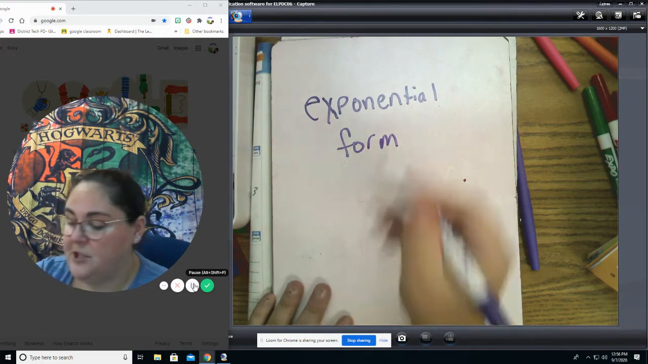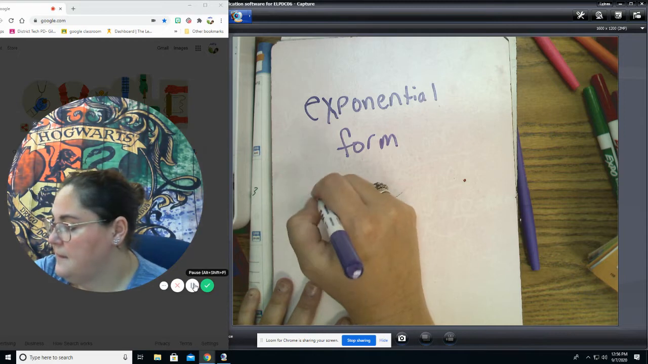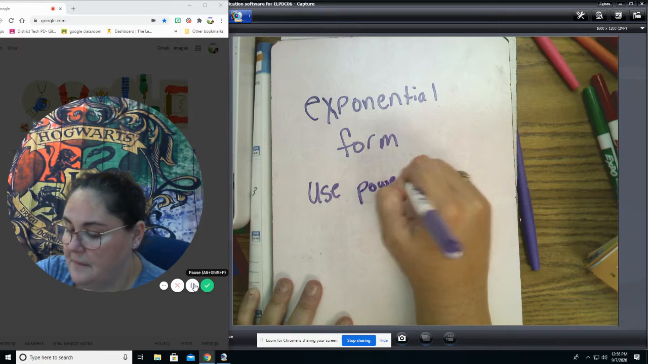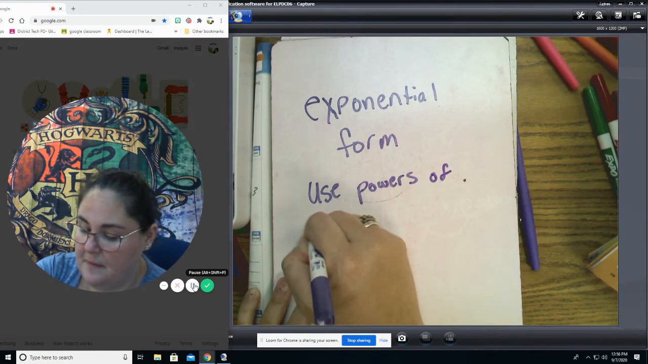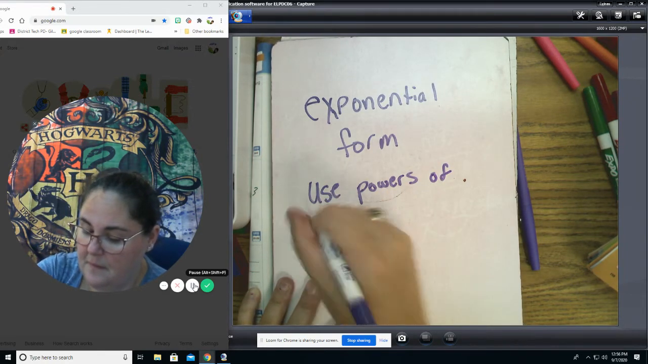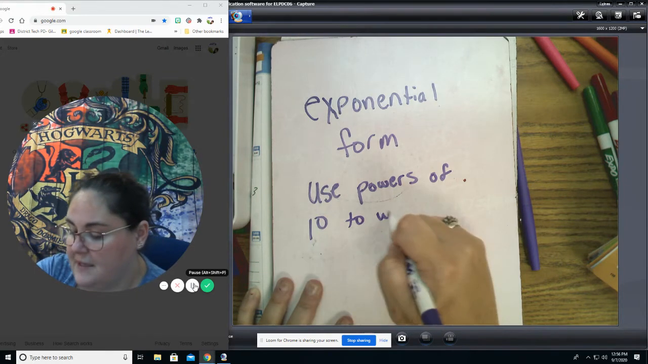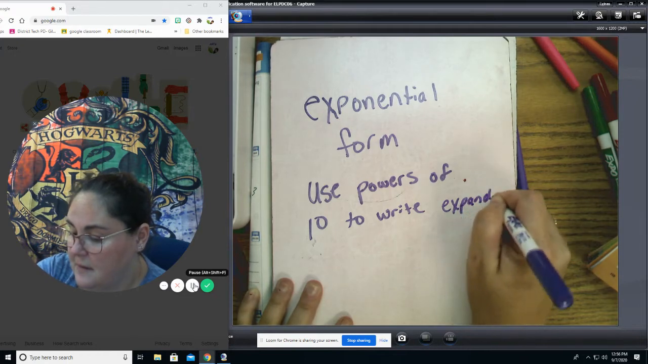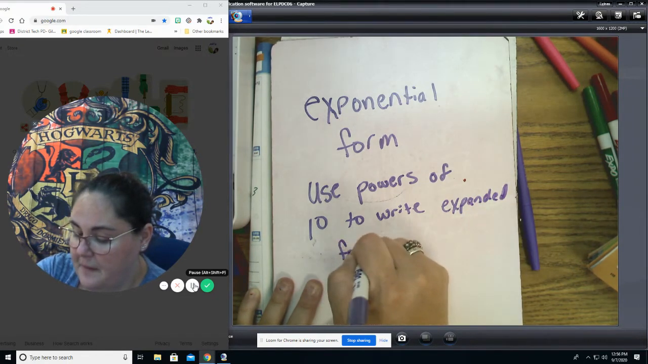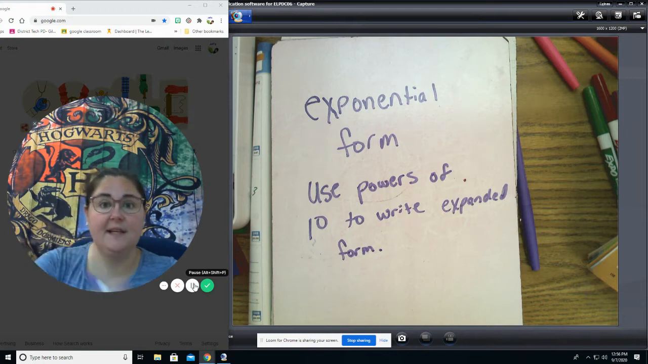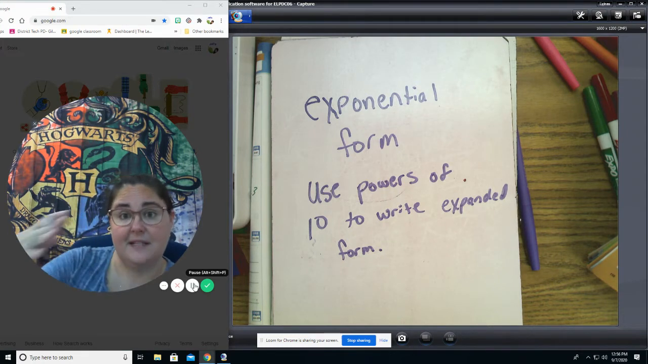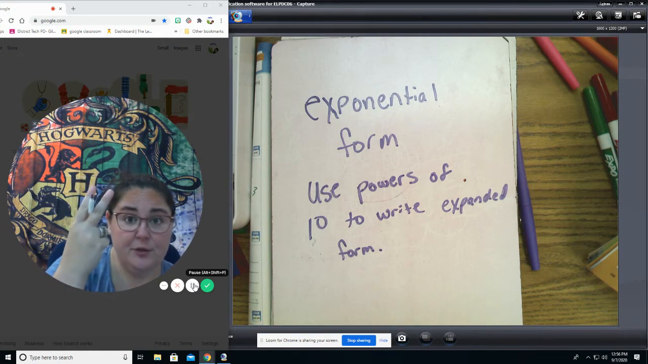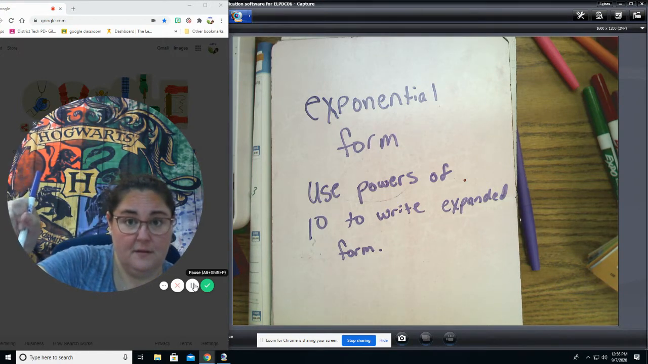Exponential form is when you use powers of 10 to write expanded form. So if you remember our lesson yesterday, we were taking numbers and writing them in expanded form. And I told you there were 3 ways to do it. I showed you 2 yesterday, and this is the 3rd way.